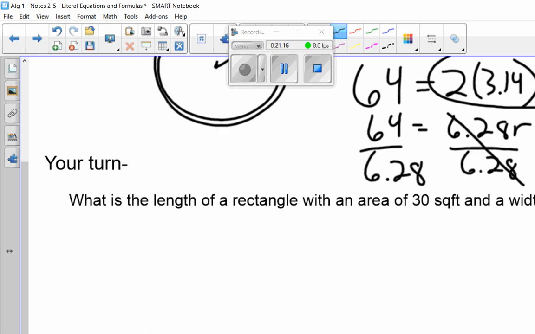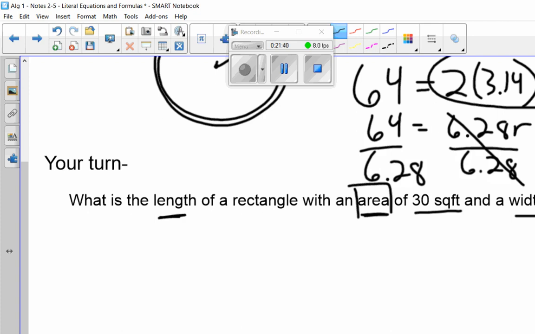Okay. This next question, what's the length of a rectangle with an area? So really important that I kind of know what I'm talking about or what they're telling me, and I can understand how to set stuff up. With an area of 30 square feet and a width of 6. Okay, so that's really important. The other thing that's the most important thing is area. That kind of clues me into what I have to use.